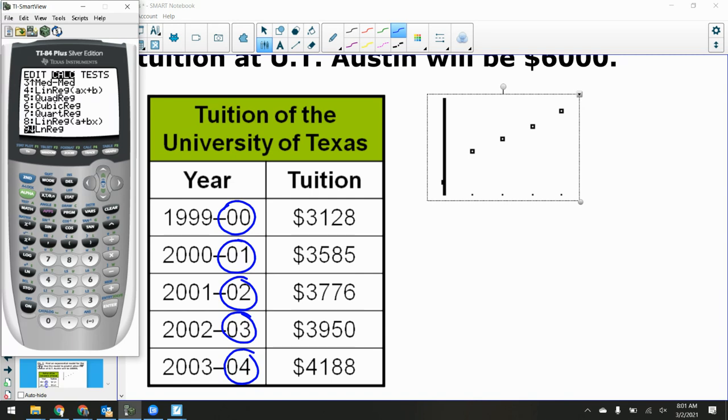That's LN reg. What do you think that is? Natural log regression. And then there's exponential regression, and that's the one that we want. If I kept scrolling, I would see power regression, logistic regression, and then sine regression. Yeah, there actually is sine, cosine, tangent regression. Manual fit, let's not even worry about that. Let's go back up to exponential regression. That's the one that we want for our purposes here. And there we have it.